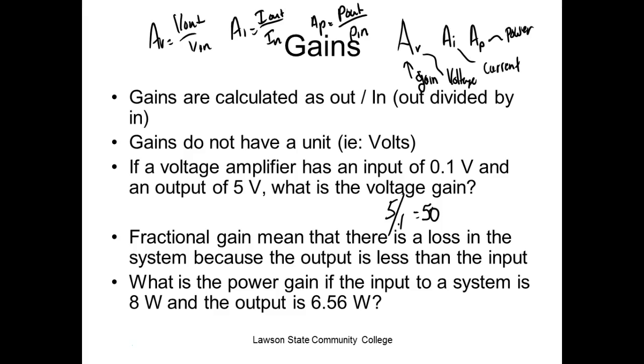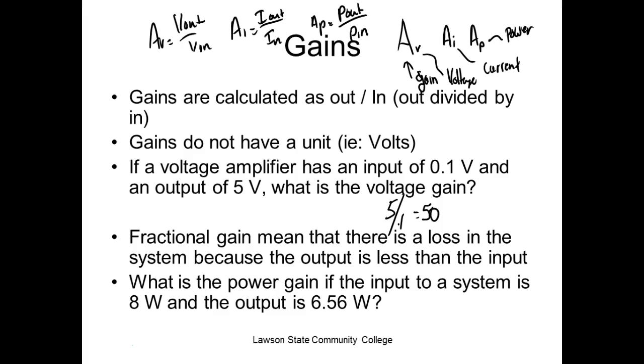What is the power gain in a system if the input is 8 watts and the output is 6.56 watts? Get your calculator out and let me know. Out over in. So my output is 6.56 and my input is 8. So what would be the gain of the amplifier? 0.82. Not watts. 0.82. You understand? Gain has no unit.